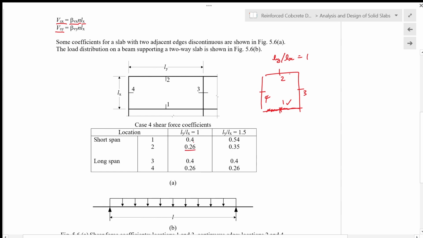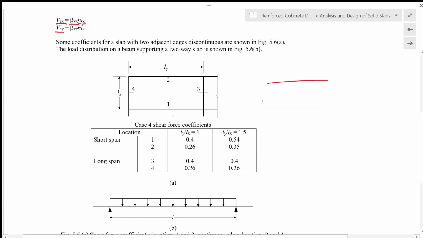0.26 over here. And then for the long span direction Ly, we have the continuous edge at location 3 and the discontinuous edge at location 4. So we have the discontinuous edge at location 4 of 0.26, and at the continuous edge 3 here we have 0.4 for the beta Vy value.